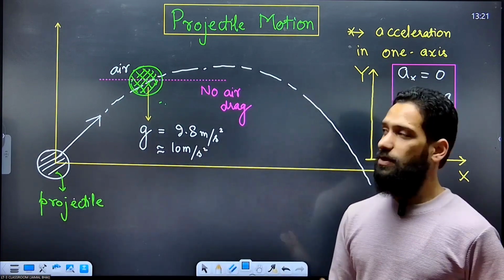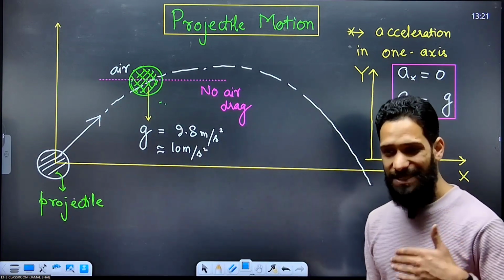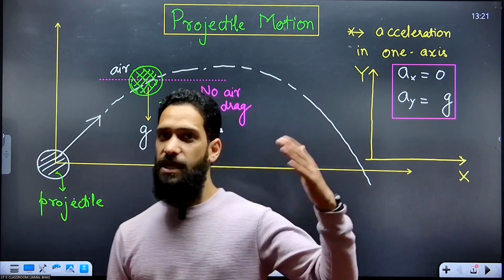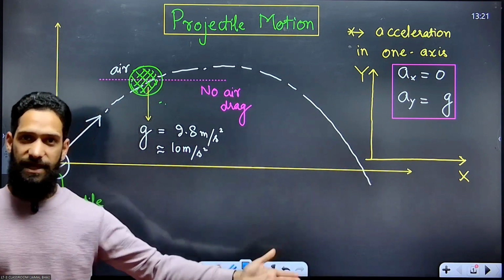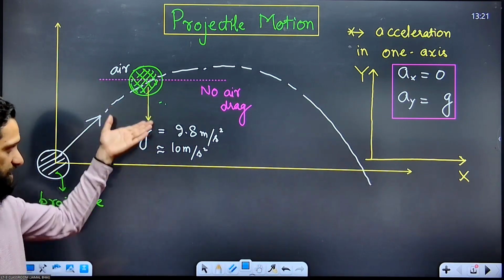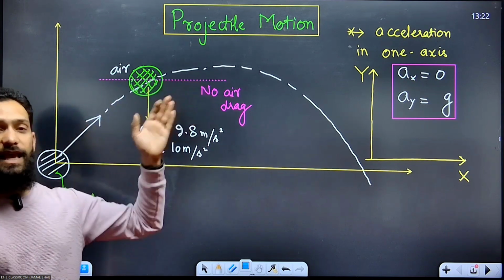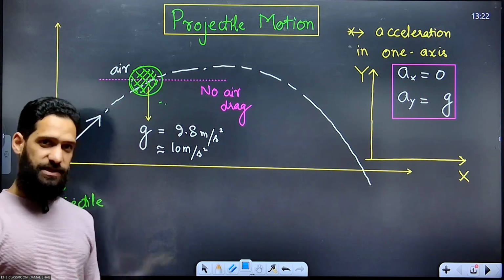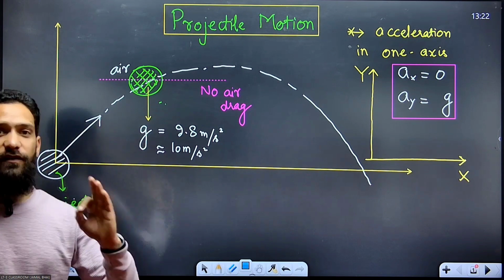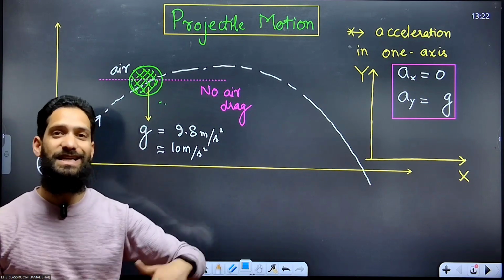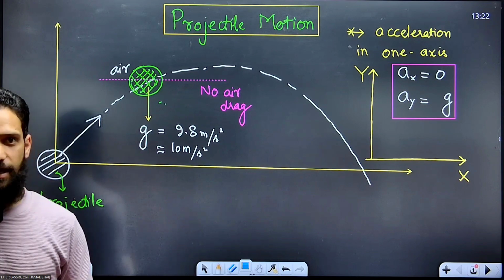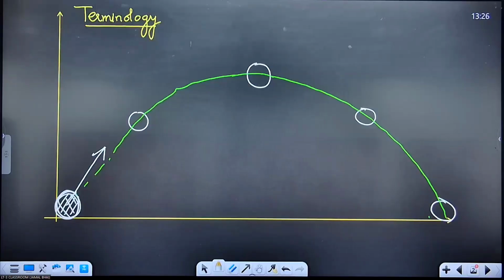The best example of projectile motion is when a batsman hits the ball and it goes through the boundary, the ball goes up in the air. There is always acceleration downwards towards the earth. And in the x-axis, if we assume there is no drag, there is no acceleration. That kind of motion of the ball when the batsman hits the ball is called projectile motion.